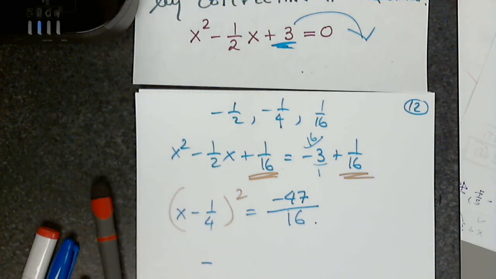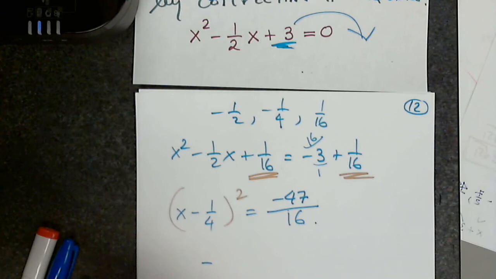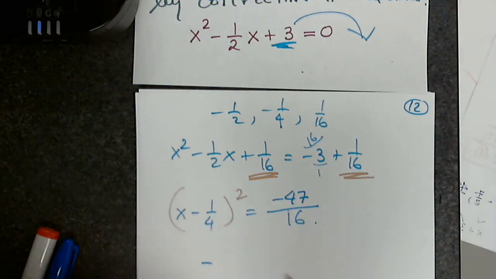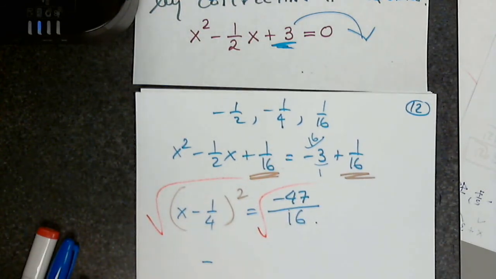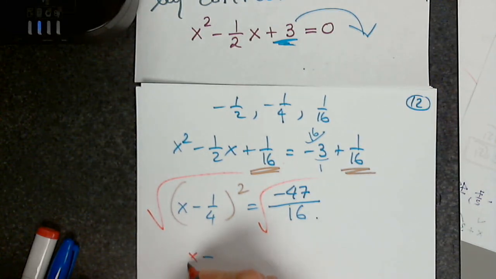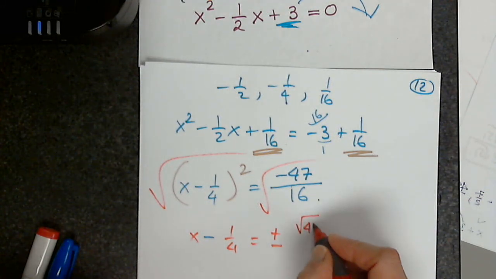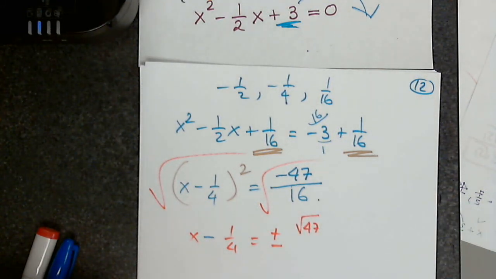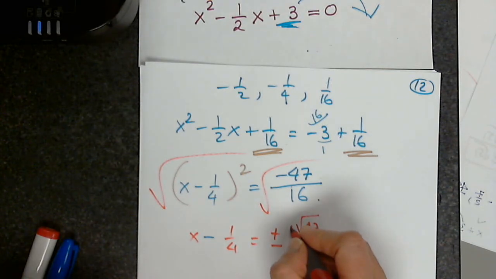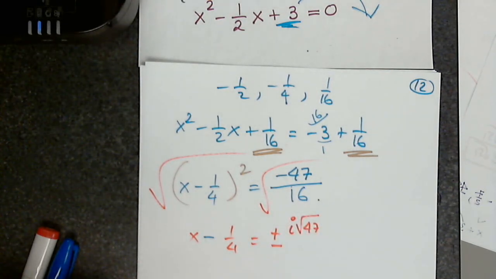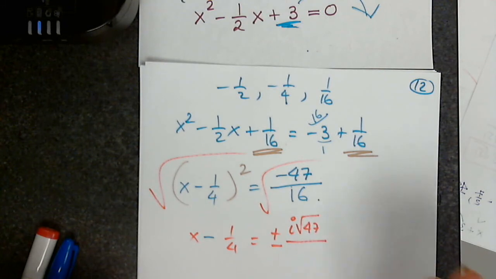Okay, we complete the square. Now what? Right. We can finish it up with the square root. So then I have x minus 1/4 equals plus or minus the square root of 47, I should write i, but we don't like to write anything after a root. So I'm going to put i in front. And divide by the square root of 16, which is 4.